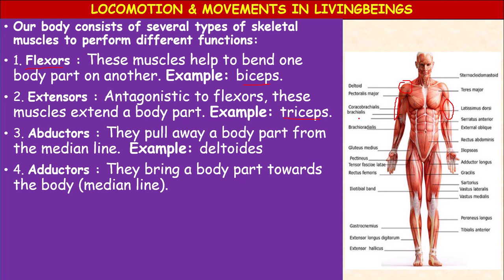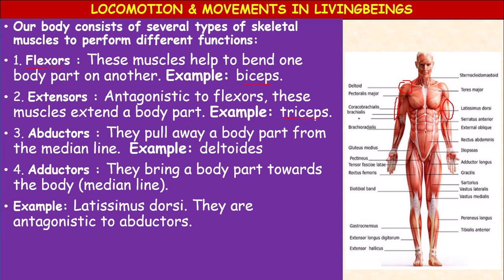Okay. The next, an example for adductors: latissimus dorsi. Here you can see below the chest, this latissimus dorsi is present. They are antagonists to abductors, the deltoids. But adductors, latissimus dorsi here, okay, below the chest, the muscles.